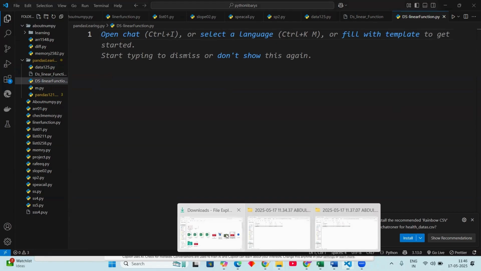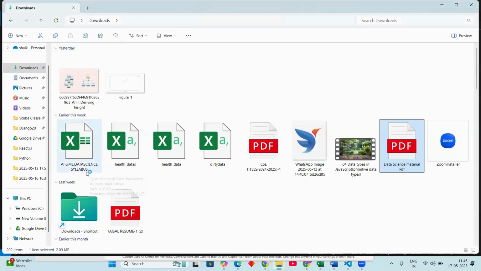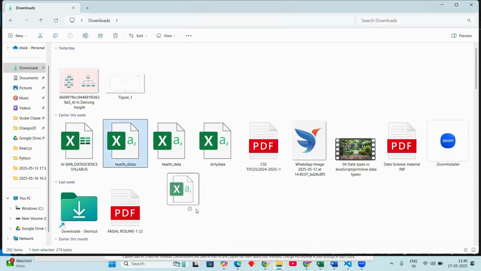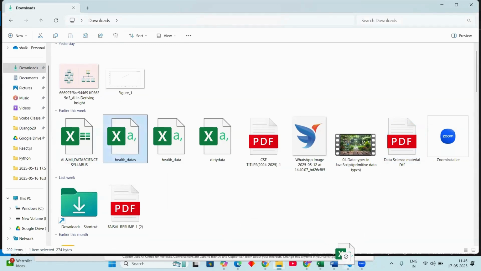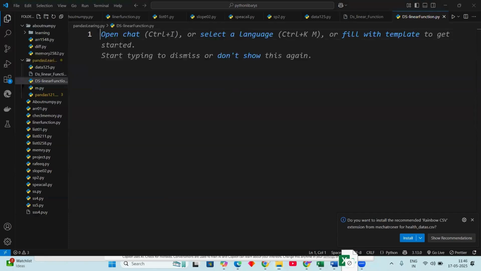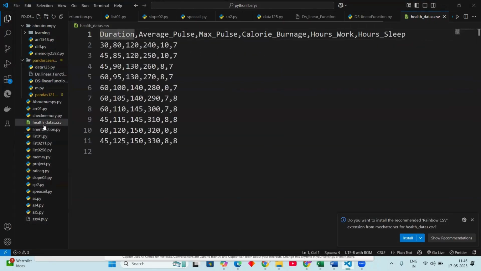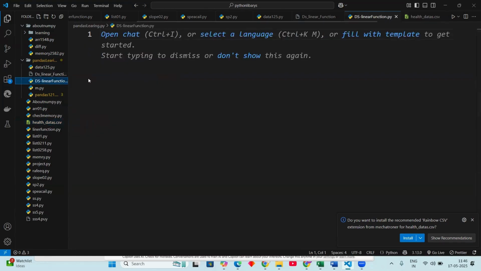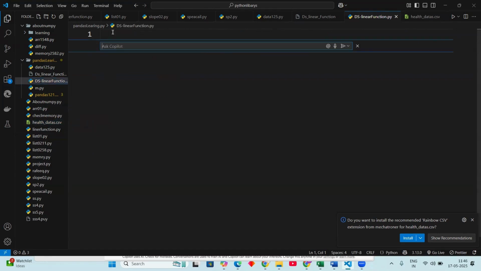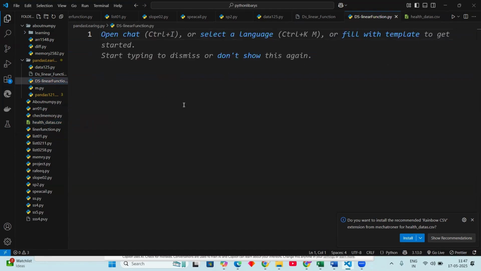Open the graph. Here I have a health data file, right? This is my data. Drag and import it in VS Code. Let's see the data here. See, my data has duration, average pulse, and all the recorded data arranged in one place. And now I have to perform the analysis using this, so I have to import it in my code, right?